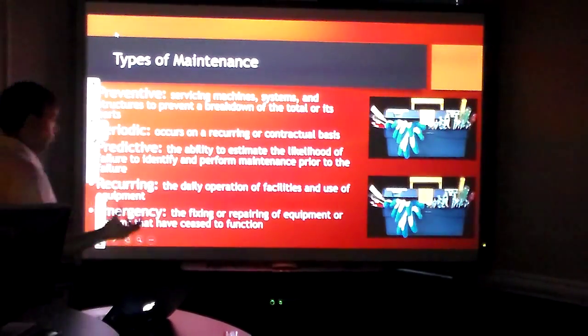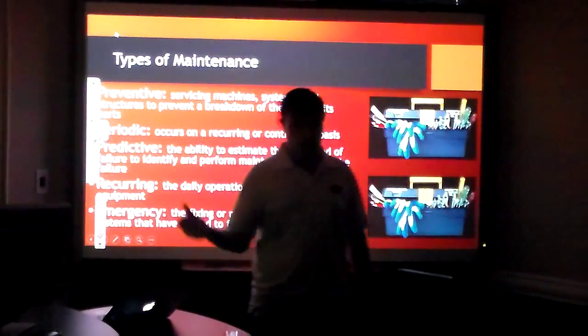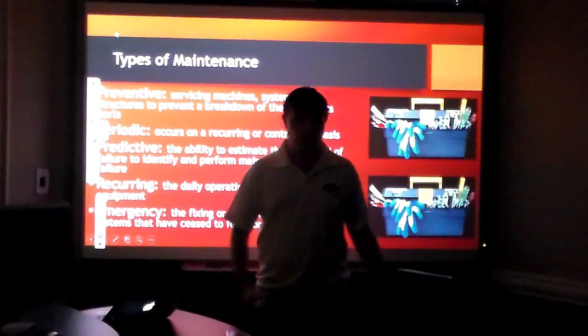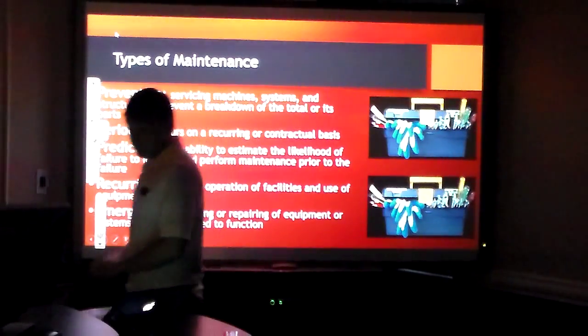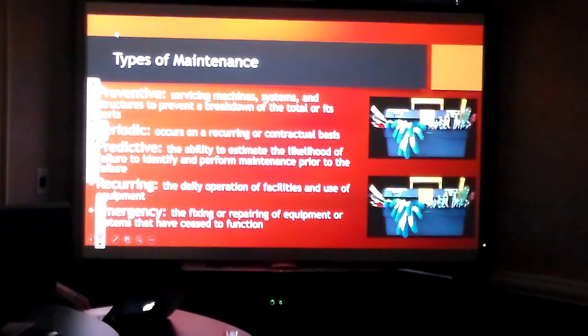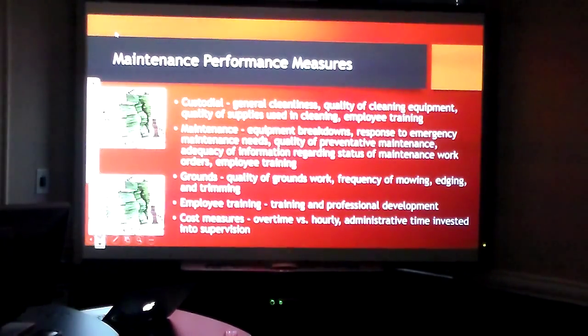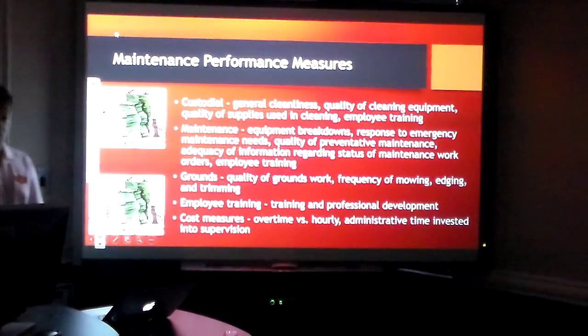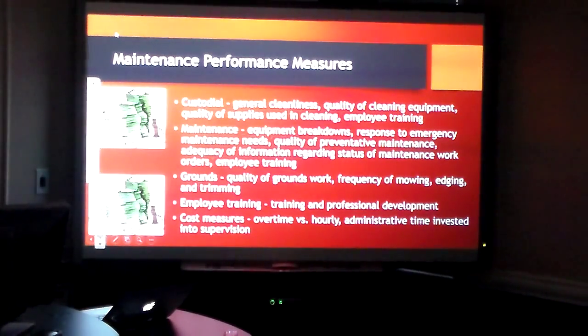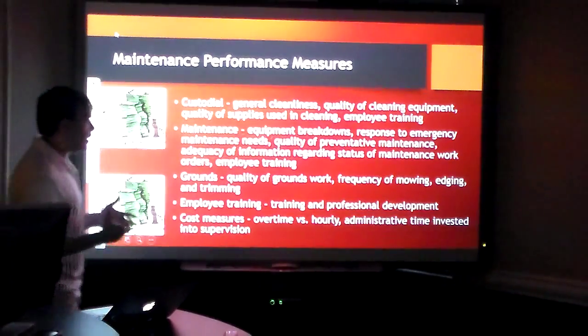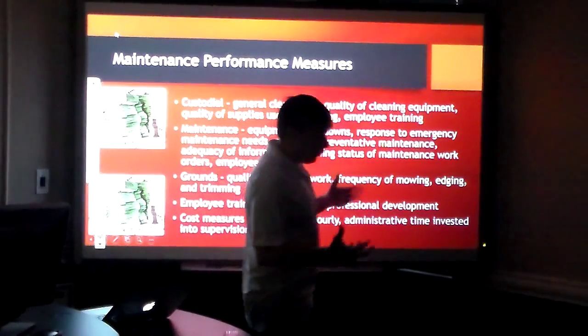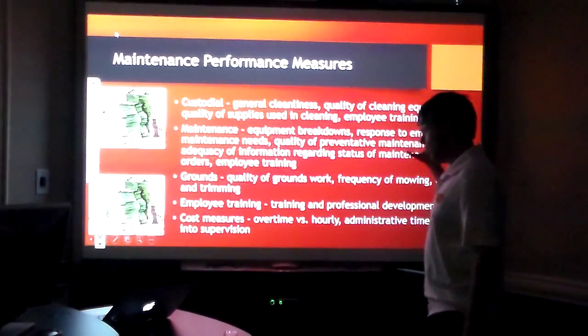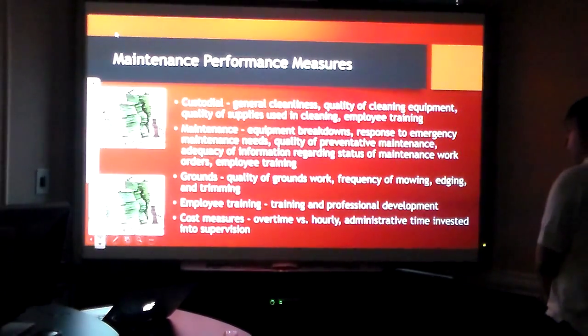An emergency happens and something has to be done almost overnight. Think about if you're in some of these schools in August or September and the air conditioning fails. That's an emergency, especially in this state. So what are the measures that we have to look for? What are they and what do we have to do? Well, custodial measures are things like cleanliness, supplies, and training. For maintenance, you have to look at the quality of the maintenance that they're doing, how well you respond to emergency needs, whether they are actually getting done, and proper employee training.